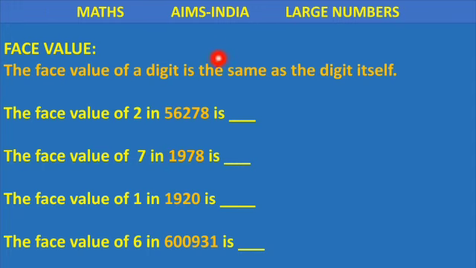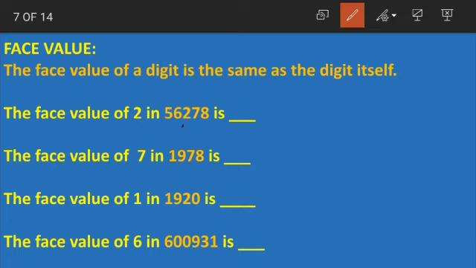Now we will find out the face value of a few digits. The face value of a digit is the same as the digit itself. As I said, face values are very easy to find out. You need not do any work. You just have to copy the given digit in the answer. The face value of 2 in 56,272: now 2 here is at hundreds place. 2 here is at what place, children? Hundreds place. But what will the face value be? We simply write 2 in the answer. The answer will be 2 only.